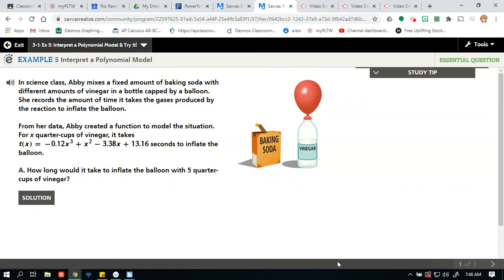Hello everybody, in this example we're going to look at topic 3, lesson 1 of the enVision Math book, Algebra 2, and we're looking at example 5, interpret a polynomial model.